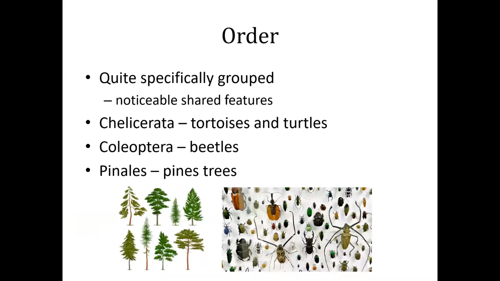Within class, we can break it up into orders. With these organisms, especially the larger ones like insects or plants, you can notice shared features. Within your Reptilia, you can have the order Chelonia, all your tortoises or turtles. Within the class Insecta, you could have Coleoptera, the beetles, Lepidoptera, the butterflies, Hymenoptera, your wasps, bees, and ants. We can see the group here. We can see the distinct features. But obviously, there are still some differences. We can get more specific.